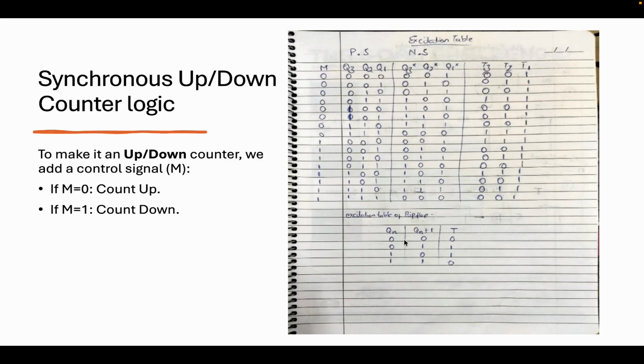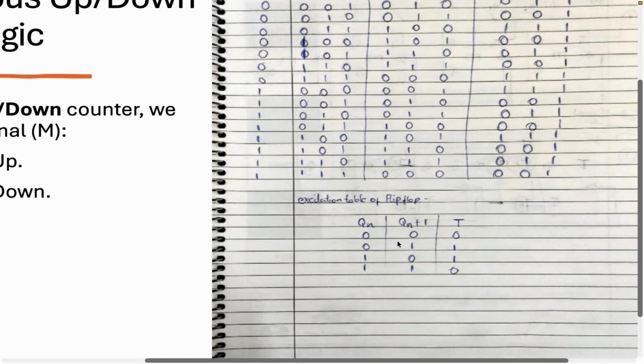The main thing is you need an excitation table of a T flip-flop. First, you should know the truth table. After knowing the truth table, you need to know the excitation table. So you have the present state and the next state: 00, 01, 10, 11. For that, what should your input T be? To get 0 as the next state from 0, T has to be 0. For 0 1 it has to be 1, for 1 0 it has to be 1, and for 1 1 it has to be 0.